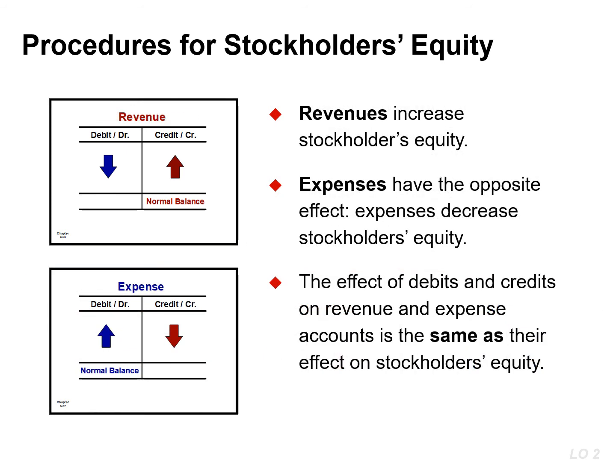When a company recognizes revenue, stockholders' equity is increased. Revenue accounts are increased by credits and decreased by debits. Expenses decrease stockholders' equity, so expense accounts are increased by debits and decreased by credits. The effect of debits and credits on revenue and expense accounts is the same as their effect on stockholders' equity. Revenue accounts normally show credit balances, and expense accounts normally show debit balances.